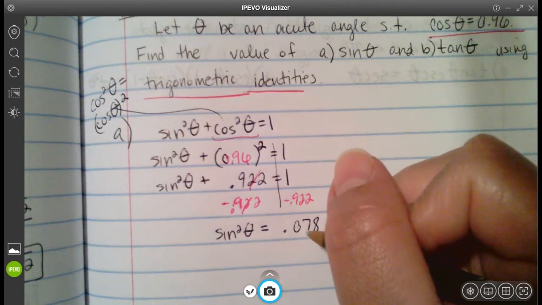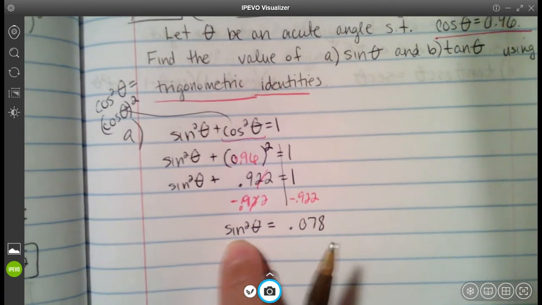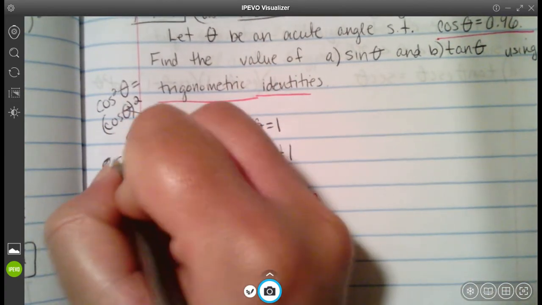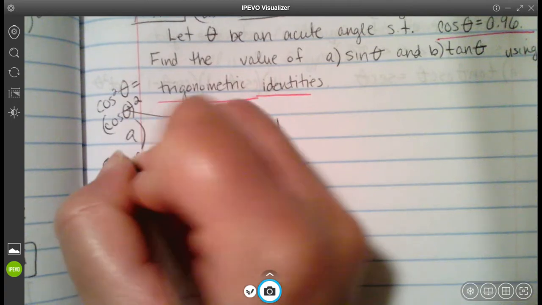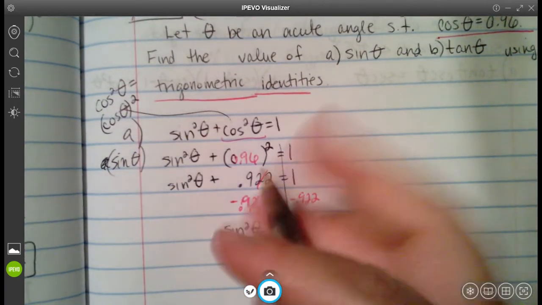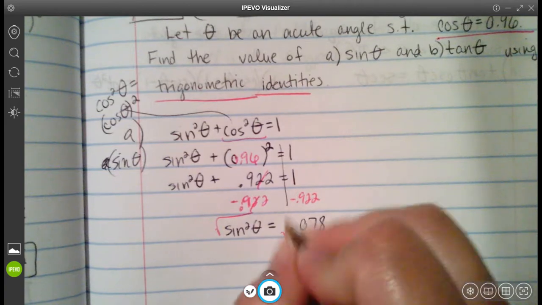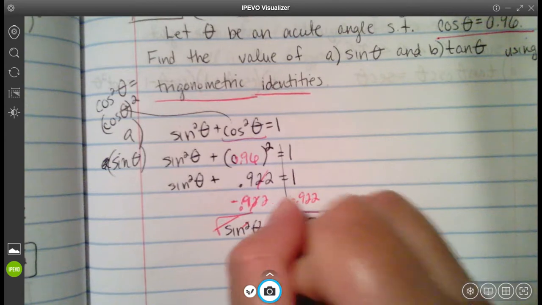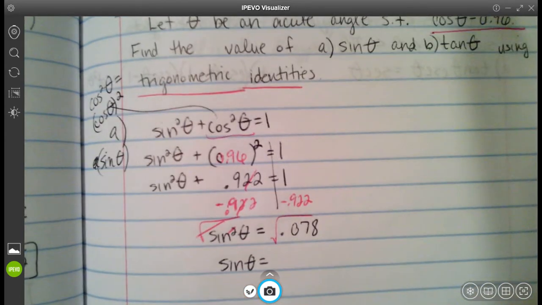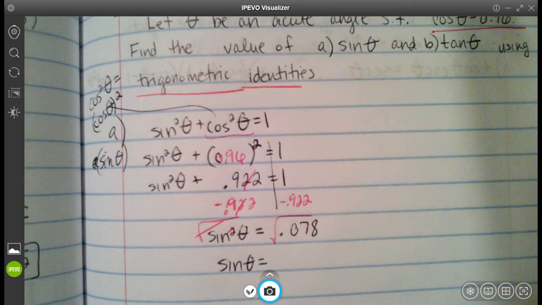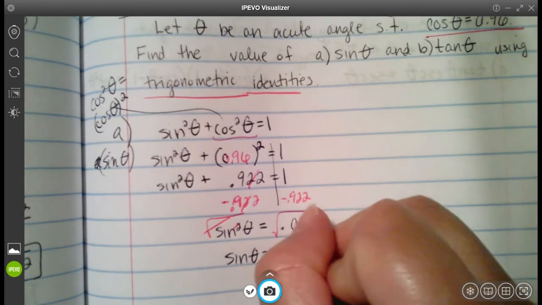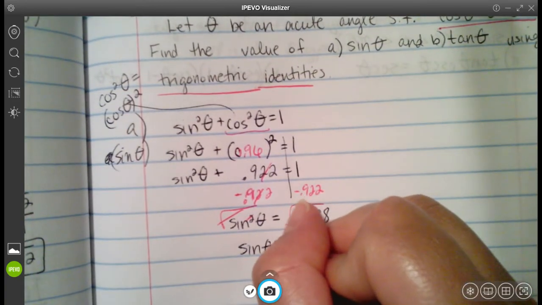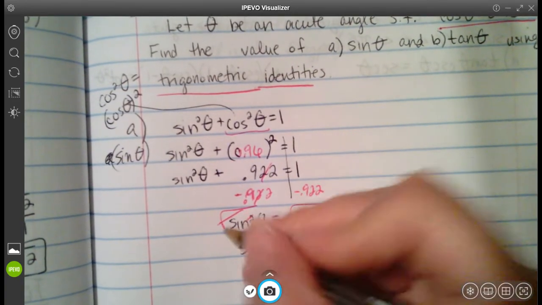We want to get sine by itself because that's the first part, sine of theta. So A was sine of theta. That's what we're looking for here. So I'm just going to square root, and that will get rid of that little square for me. So sine of theta is equal to the square root of that. Let's do that real quick. And I'm getting 0.28 approximately.